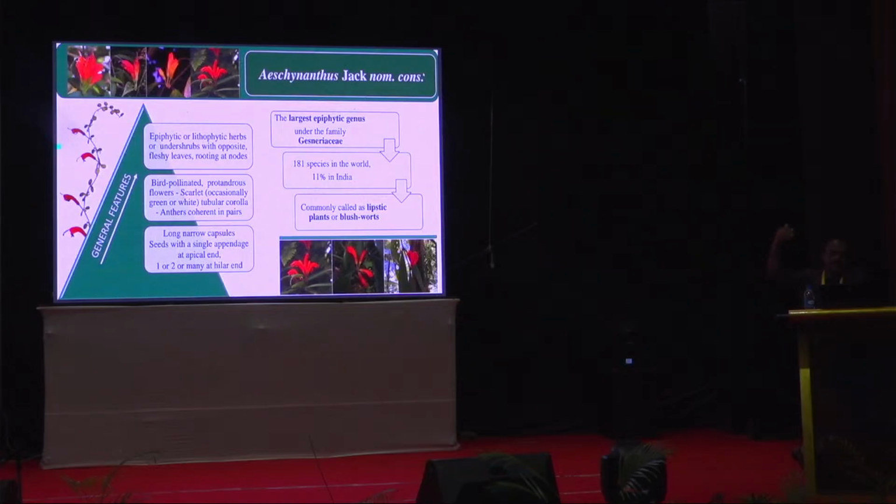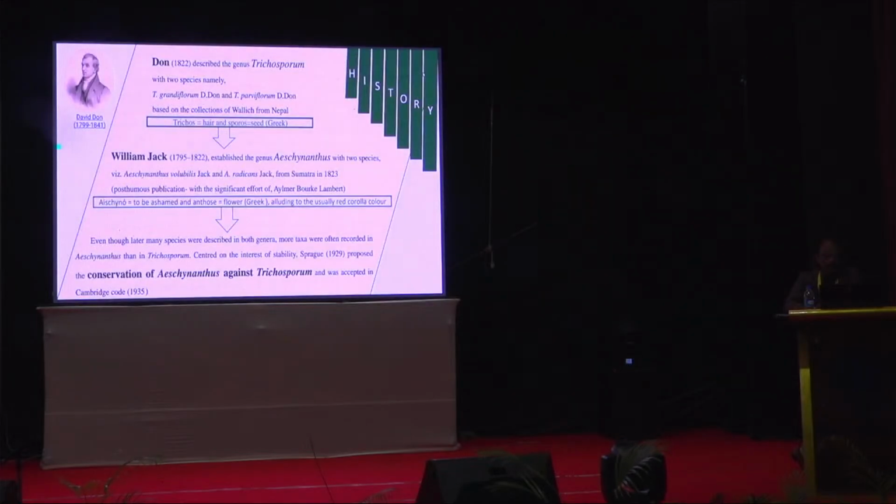On the hilar appendage there is one trichome, while on the other, apical end, one to many are present. This plant is usually called the lipstick plant or basket vine. On the Indian side we have around 20 species. Worldwide it is represented by 181 species, with 11% distributed in the peninsula, the Indian zone.